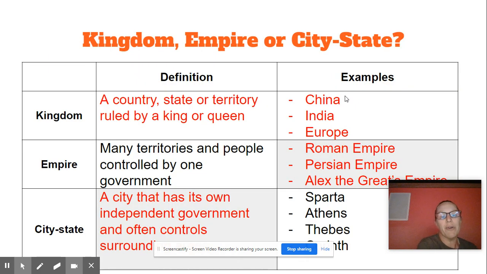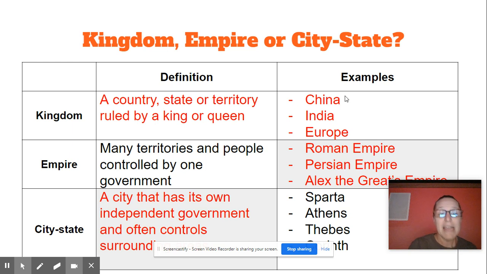All right, so first we're going to talk about a kingdom. A kingdom is a country, state, or territory ruled by a king or a queen. So I always kind of think of this as like the king and queen in Cinderella or Sleeping Beauty. They are like the king or queen of a kingdom. And this can be something as small as a city. It can be as big as a state or even as big as a country. Examples of a kingdom would be in China, India, any of those early kingdoms in Europe. But a kingdom is typically ruled by a king or a queen.